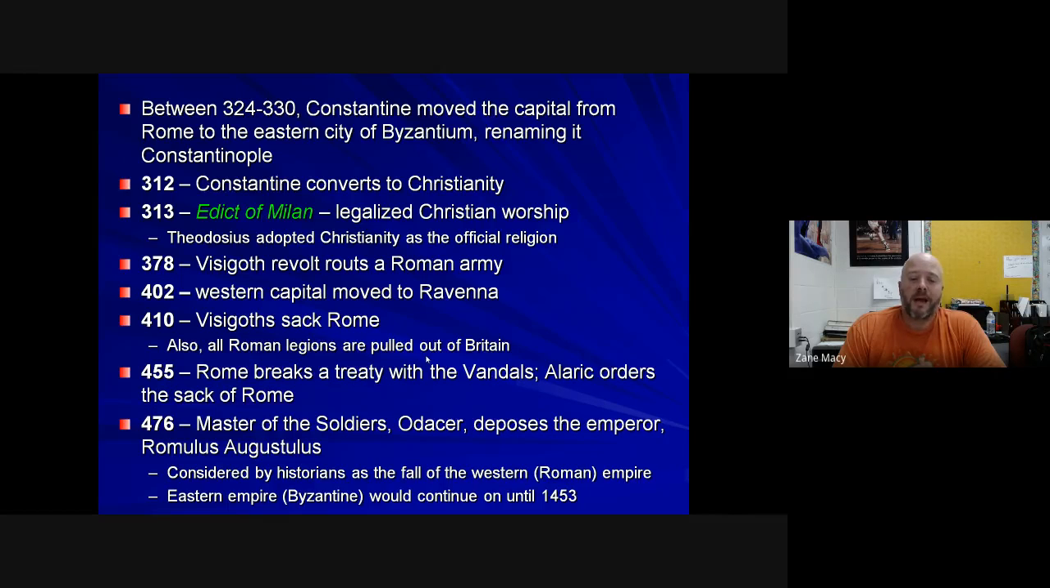476, the master of soldiers, Odoacer, ends up removing the emperor from power. The last Western Roman emperor, Romulus Augustulus, is considered by historians the last emperor. This is considered the fall of the Western Empire or the fall of the Roman Empire.